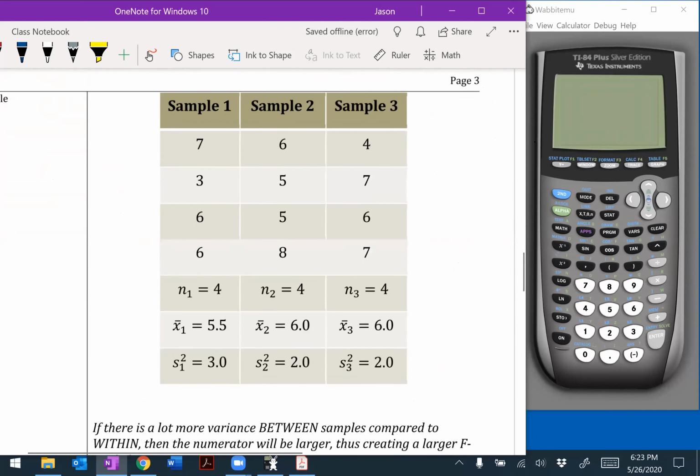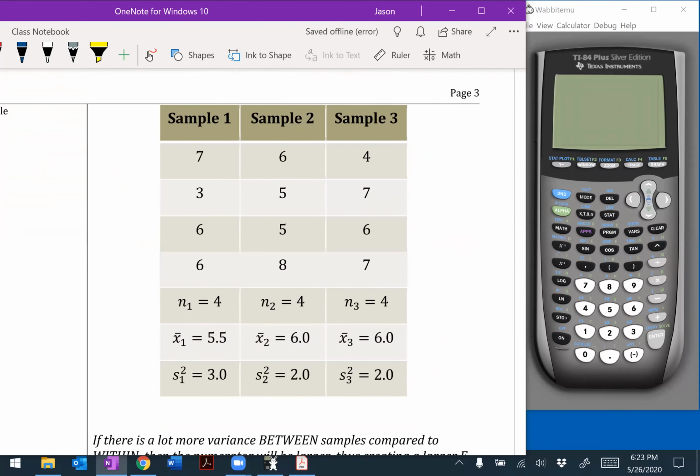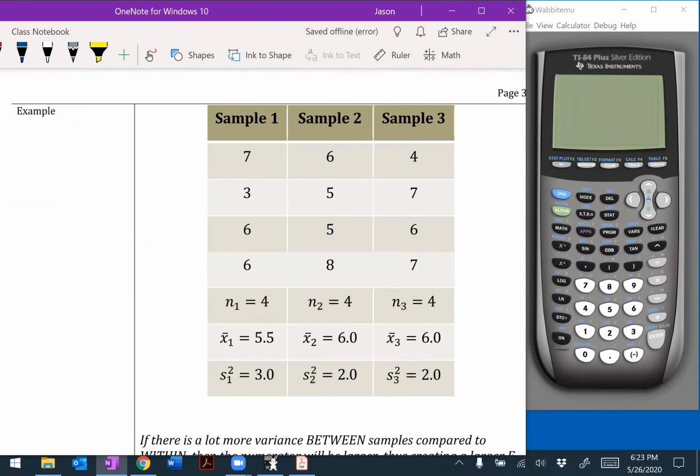Okay, let's have some examples here of real numbers. So we have 7, 3, 6, 6. We have 6, 5, 5, 8, 4, 7, 6, 7. Those are my 3 samples. And I want to know, is sample 1 comparatively the same as sample 2? And is that comparatively the same as sample 3? Are all of these 3 groups about the same?